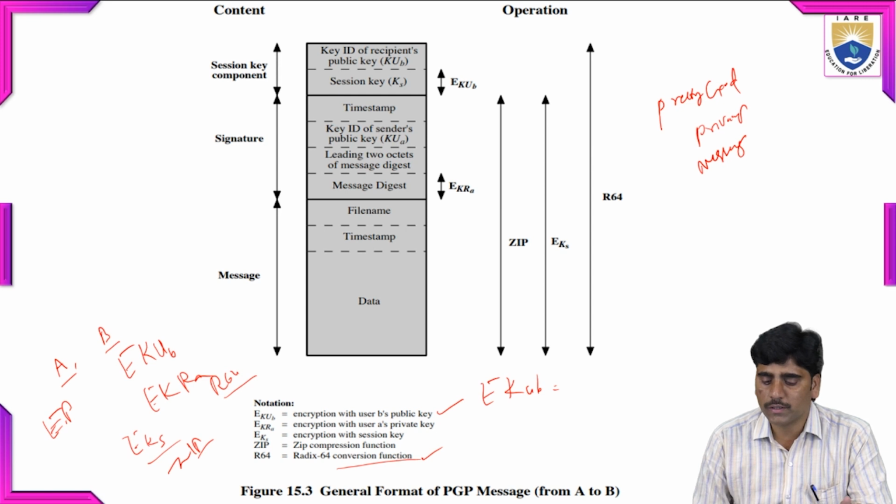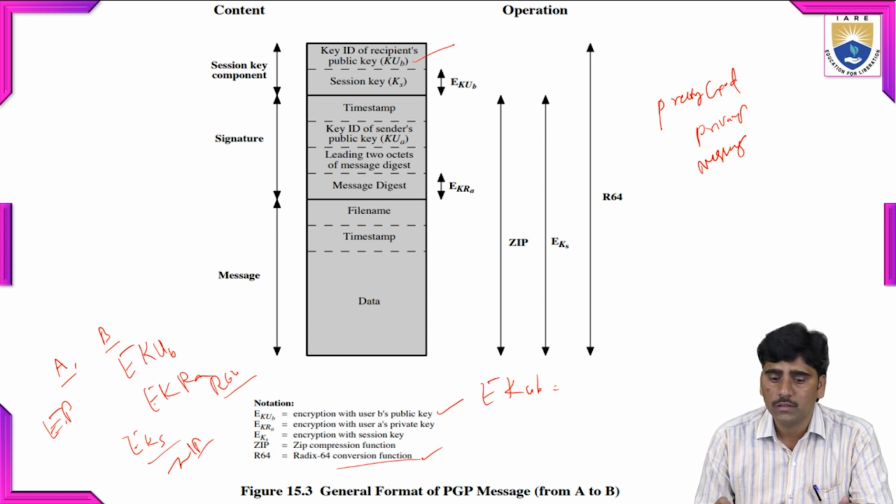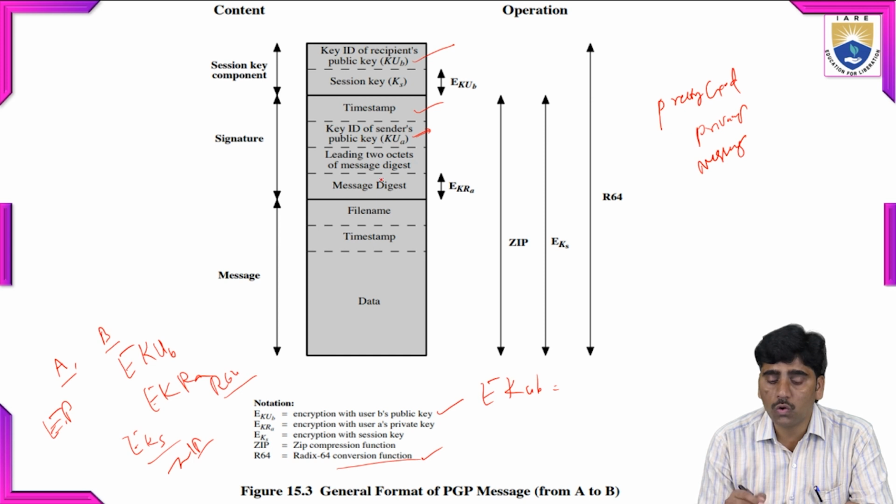The message format contains the following. First, the key ID of the recipient's public key, that is KUb. Next, the session key, Ks. Next, the timestamp and key ID of the sender's public key. The next, leading 2 octets of the message digest.